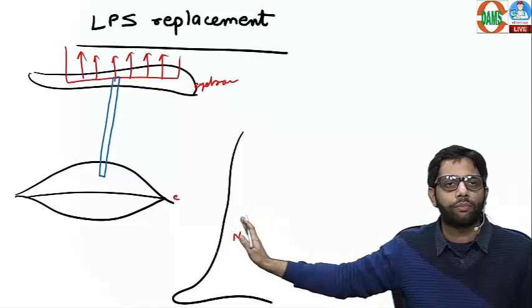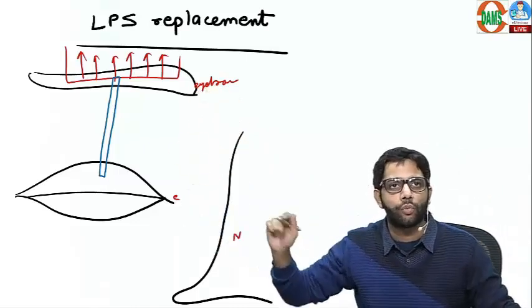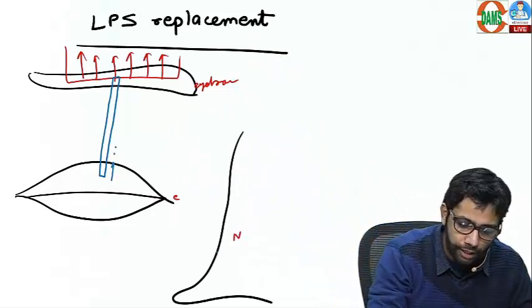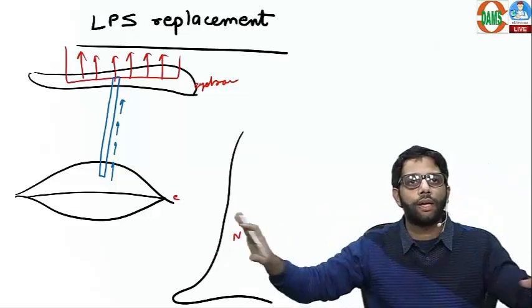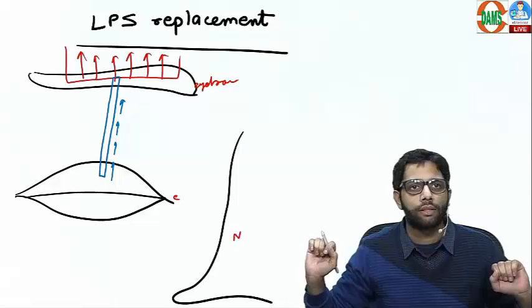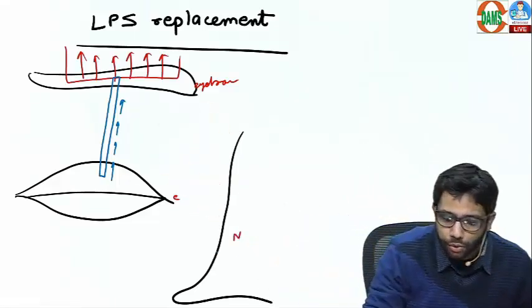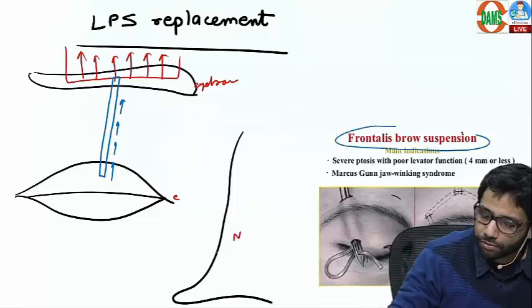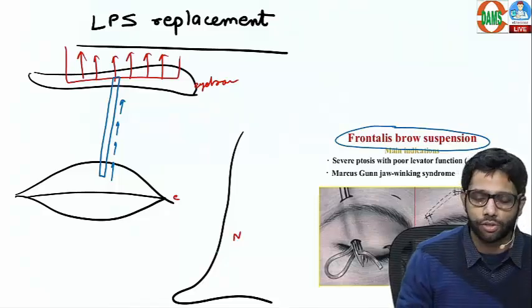I'm just drawing a line diagram. I'll show you the actual one. You join the frontalis to the tarsus. So whenever the patient moves his frontalis, what will happen to the eyelid? It will go up. That is what you want. Here you are replacing the LPS with a sling material. This is known as the frontalis sling operation, or frontalis brow suspension.